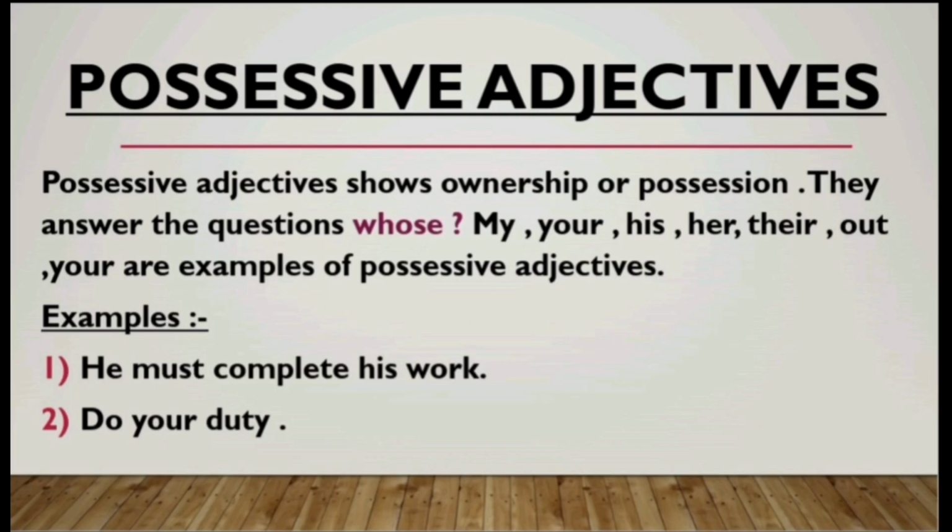What are possessive adjectives? A possessive adjective shows ownership or possession. The name itself suggests that it talks about ownership, possession or belonging, and it talks about the belonging of a noun, because here we are referring to possessive adjectives, right? So it describes the belongingness, the ownership or the possession of a noun, and they answer the question whose, that we'll have a look at in a while.